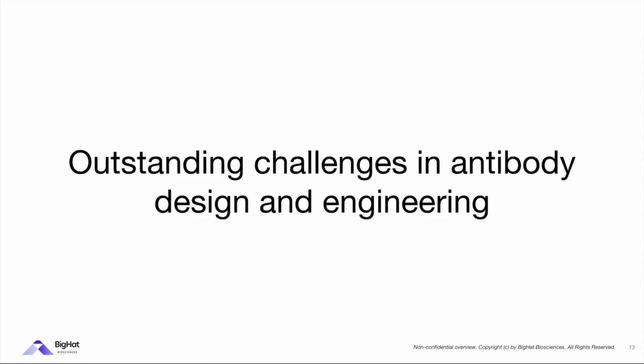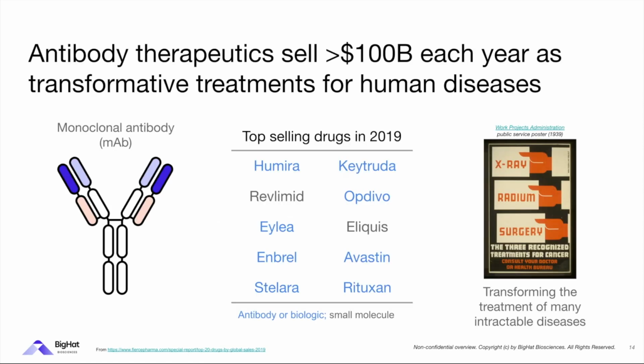technologies to molecular design. I'll start with an introduction to antibodies in general, and then talk increasingly about where BigHat fits in this. So BigHat really is focused on the design of antibody therapeutics, which is a huge, multi-$100 billion a year market. It represents most of the top selling drugs last year, and it's been transformative for the treatment of diseases. As you can see from 1939, there was really only 3 ways of treating cancer, most of which were not super effective. So we've luckily benefited from the chemical and now biologics revolution in cancer.